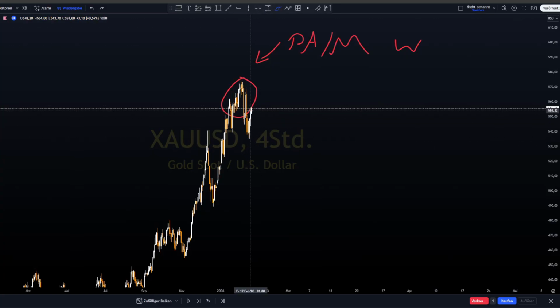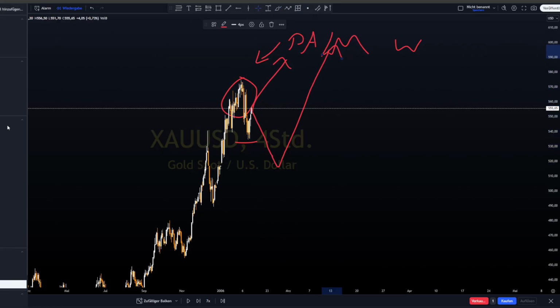So what I can expect now is two options. Option one, we break these lows and then go higher, or we go straight higher. One of these two is my options. Yeah, this is a 4 hour. Now let's go down to the 5-minute chart.